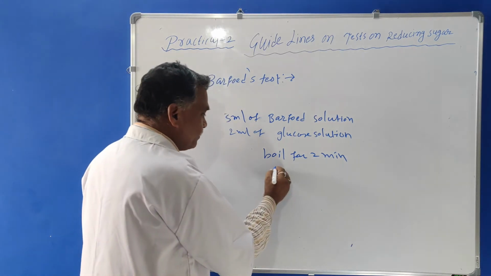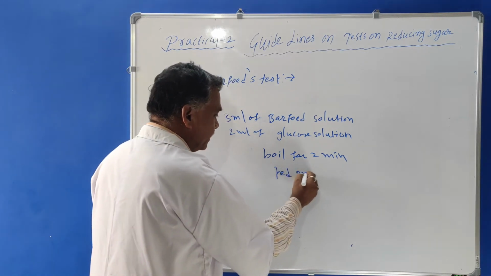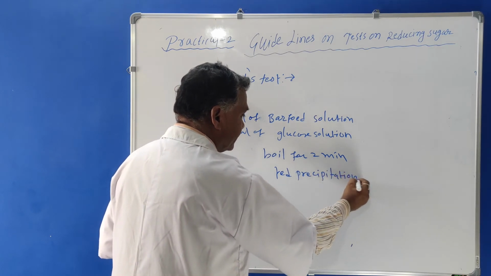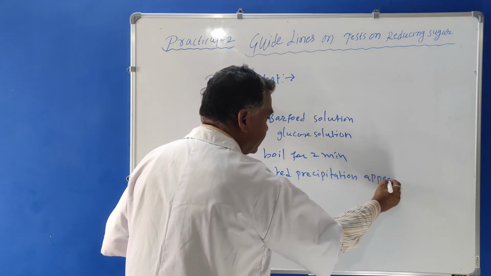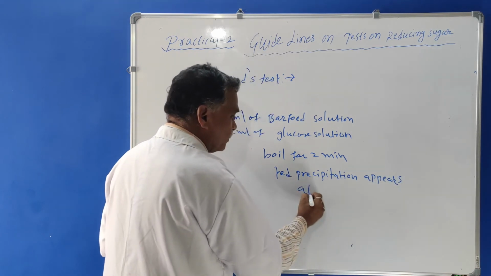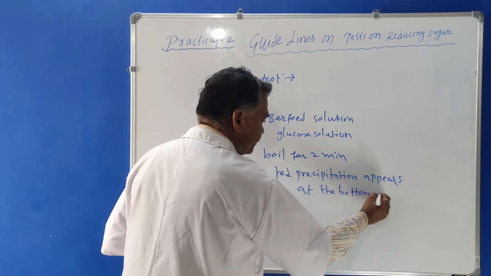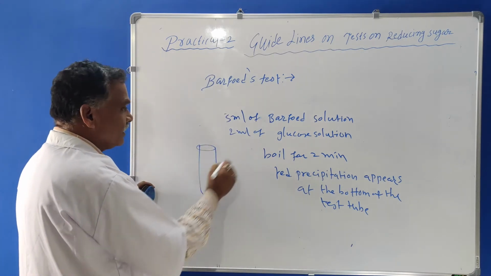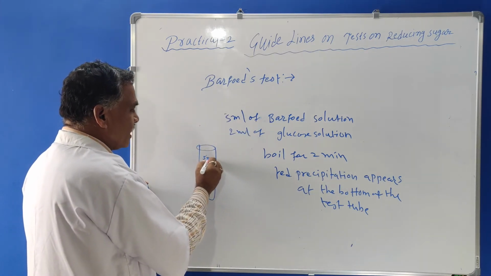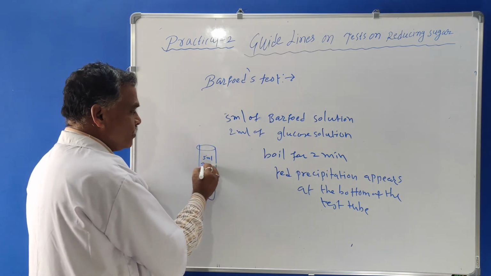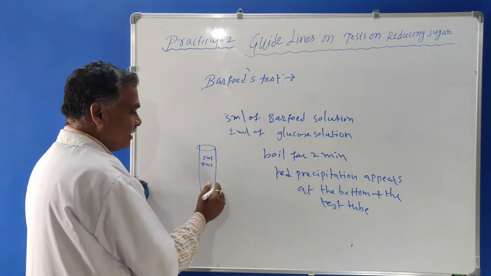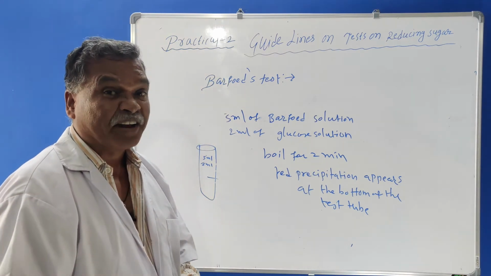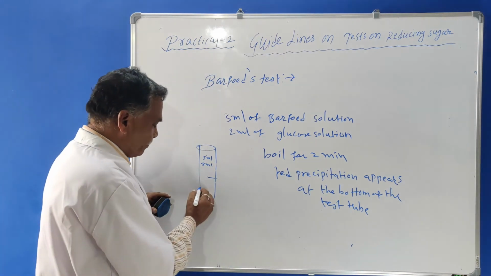Red precipitation appears at the bottom of the test tube. Means that if we take in a test tube 5 ml Barfoed solution and 2 ml glucose solution, and boil for 2 minutes, red precipitation appears partially at the bottom of the test tube.